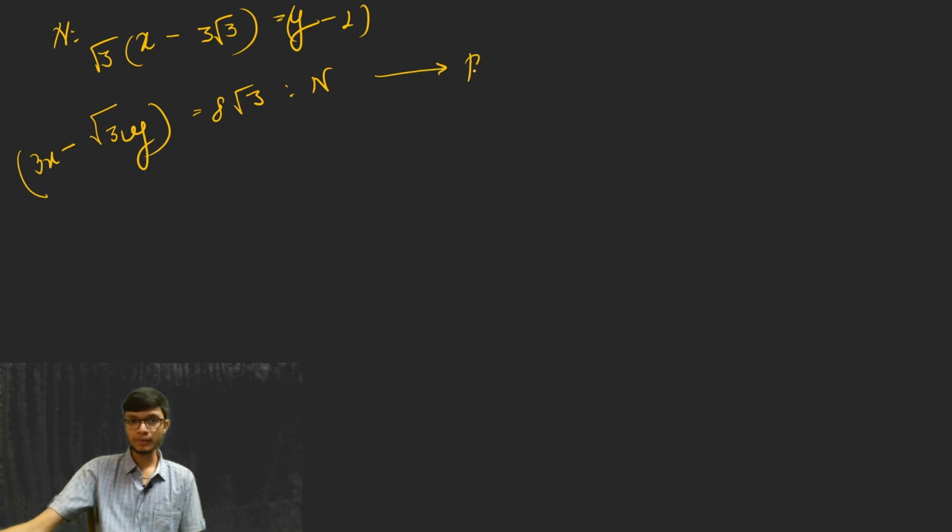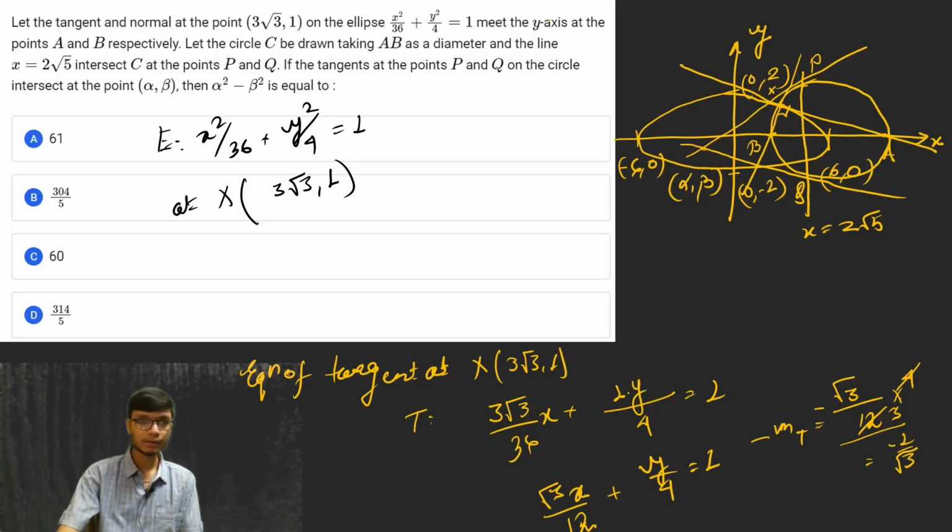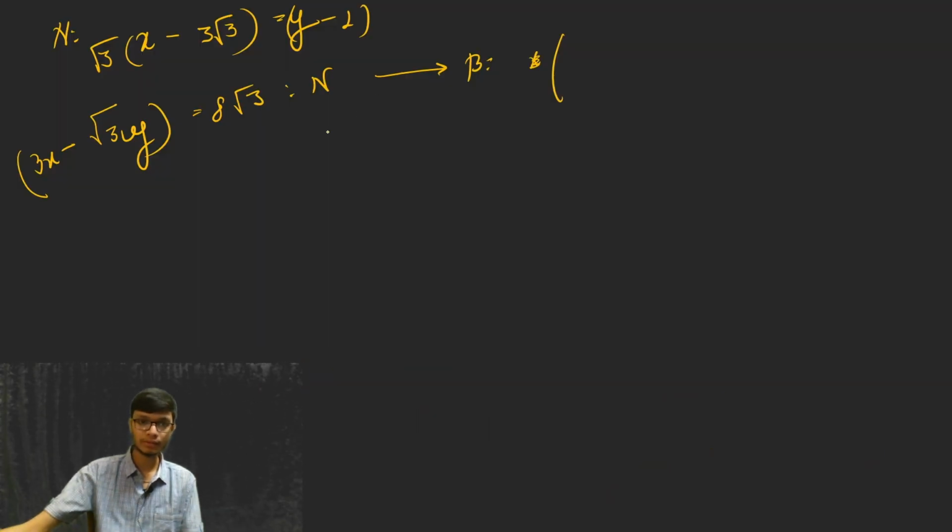Now the point B is where the normal intersects the axis. That means in place of y you put 0, that will give you the x value. Let me read the question. It is saying that it meets the y-axis. So that means in place of x you put 0, that will become 0 comma minus 8.